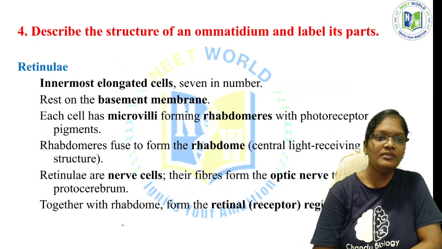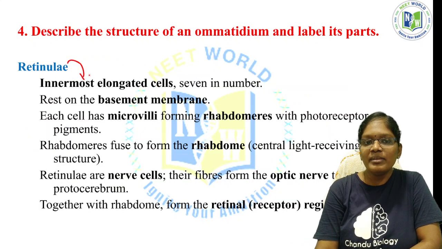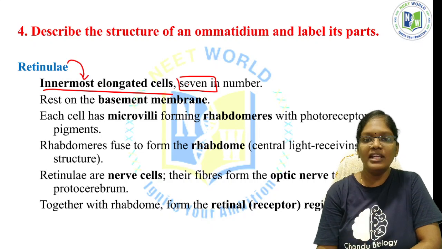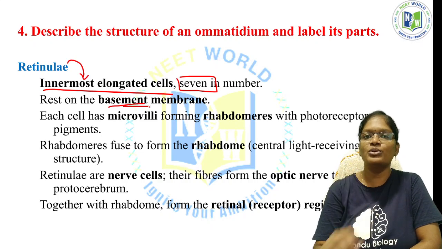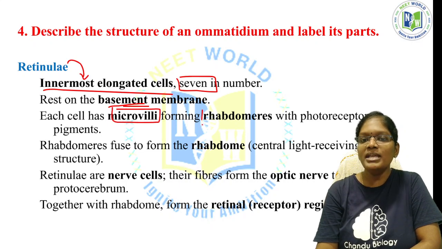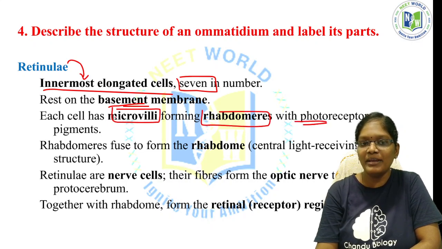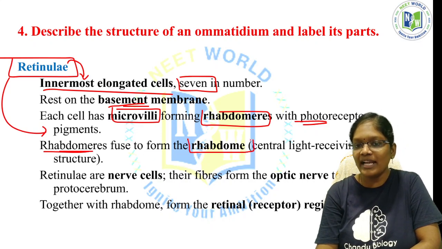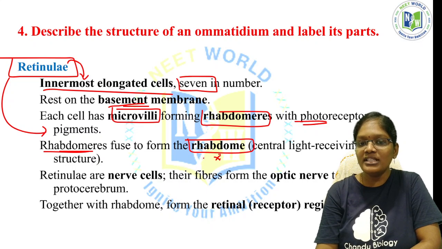Now the retinulae. These are the innermost elongated cells, seven in number. How many retinulae are present in the ommatidium? Seven. They rest on the basement membrane. Each retinula has microvilli forming the rhabdomeres with photoreceptor pigments. Only you should know that the retinulae have the photoreceptor pigments. The rhabdomeres fuse to form the rhabdome, which is an important structure.